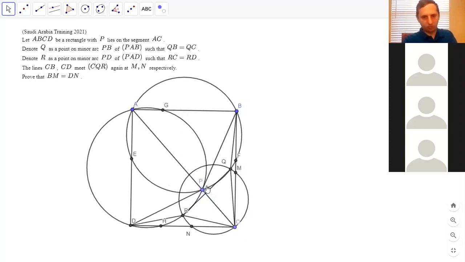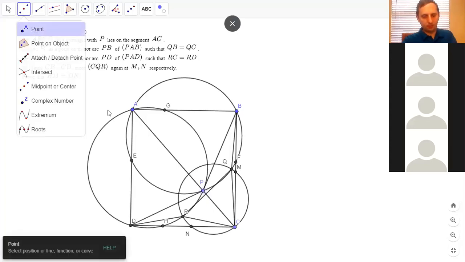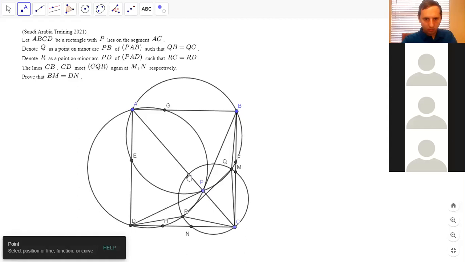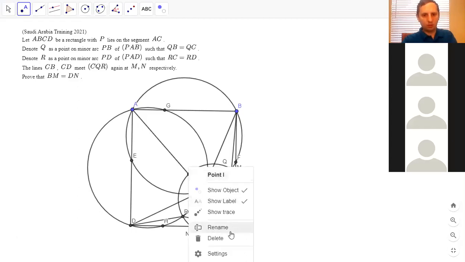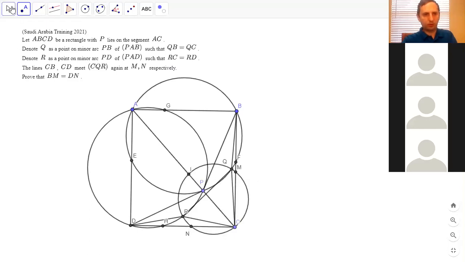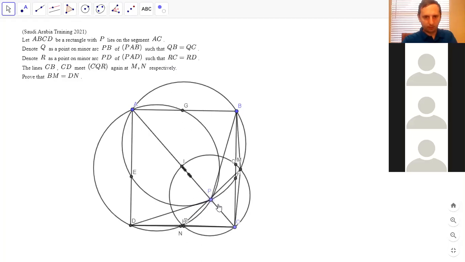So let me draw this point right here. I wonder. I'm just curious what happens to point I. Okay, it just moves along the diagonal.